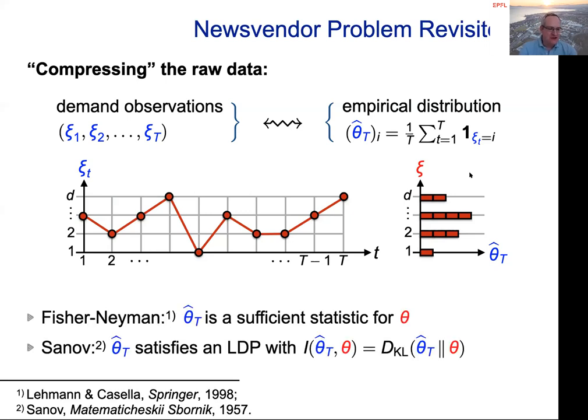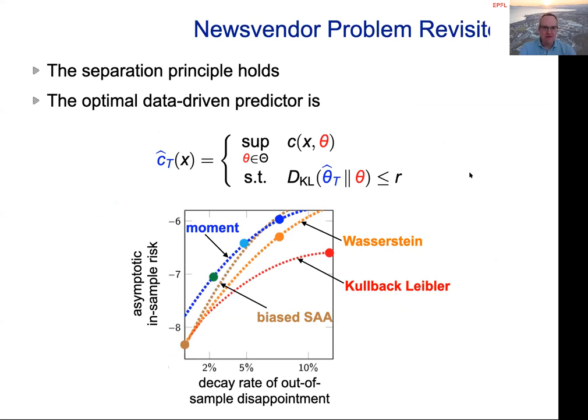Because of the Fisher-Neyman factorization theorem, we actually know that this empirical distribution is a sufficient statistic for theta. That's a simple exercise to show. And on top of that, there is something called Sanov's theorem, which tells us that the empirical distribution satisfies also a large deviation principle. And in fact, the underlying rate function is exactly given by the Kullback-Leibler divergence. So what does it mean here? This means that our theorem 2 applies, and it means that the distribution robust predictor that has a Kullback-Leibler ambiguity set centered at the empirical demand distribution represents a Pareto-dominant solution for our meta-optimization problem.